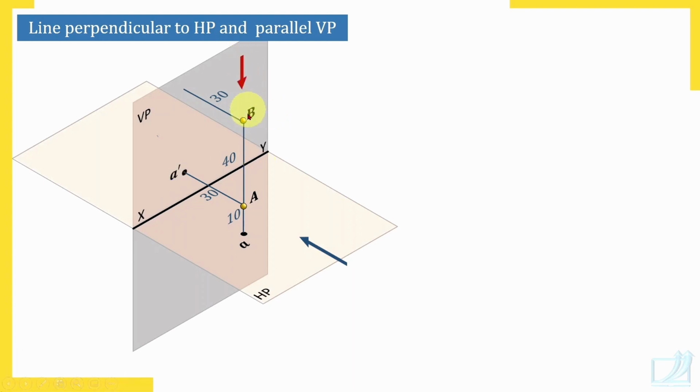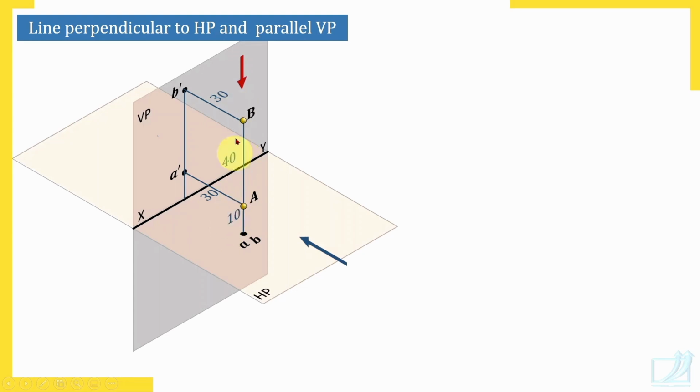Similarly, when you watch the top view of point B, that is when you project B vertically on HP, you will get it at the same point where top view of point A is. And when you watch from front, projection of point B perpendicular to VP on VP, here it is. So distance of A dash from XY line is the same 10 millimeters, and distance of B dash from XY line is the same 10 plus 40.